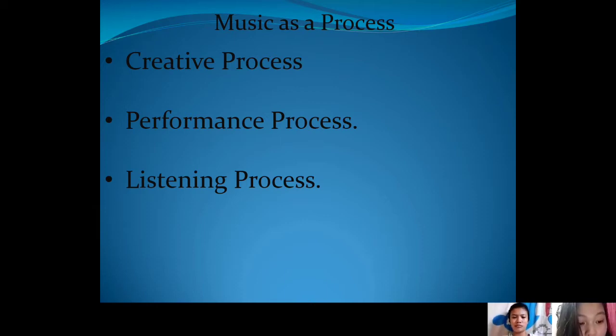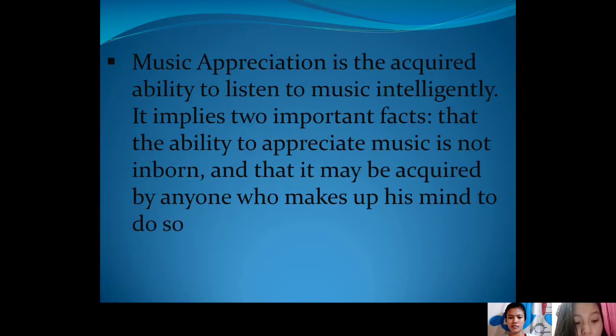Music as a process is also a listening process. It can be passive, as with background music, or active, as with going to a concert or listening attentively to a favorite CD. Musical appreciation is the acquired ability to listen to music intelligently. It implies two important facts: that the ability to appreciate music is not inborn and that it may be acquired by anyone who makes up his mind to do so.